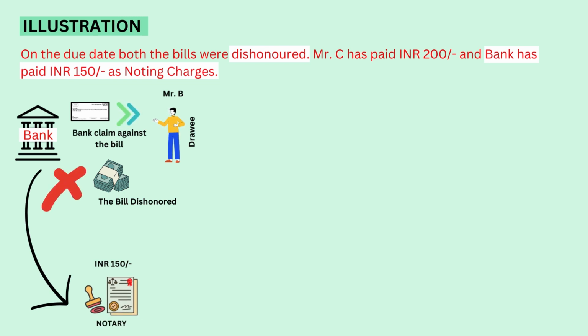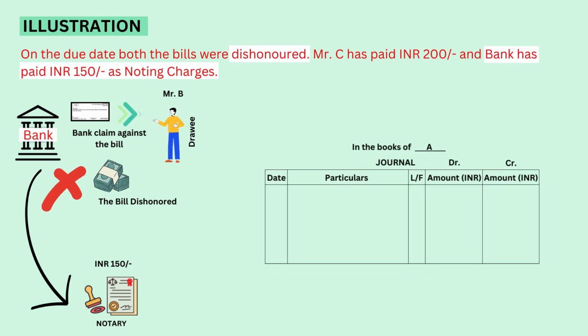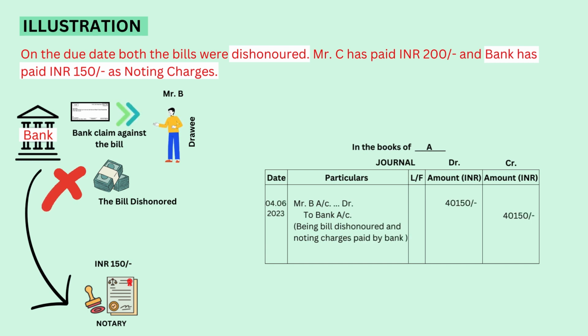Thus, journal will be like in the books of Mr. A. Mr. B account debit rupees 40,150, 40,000 for bill value plus 150 for noting charge. To bank account 40,150. Means Mr. A needs to pay the entire bill amount along with the noting charge to the bank, and the same will be recoverable from Mr. B accordingly.